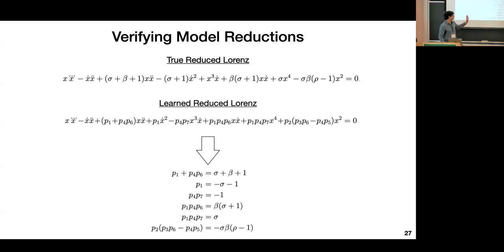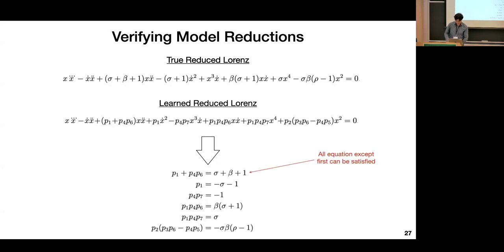Now this is quite nice because we can ask the question: is there a way to set the coefficients of our model, P1 through P7, to satisfy this system of equations? And it turns out there isn't. This is an inconsistent system, so this already proves for us that the model that we've learned in no way can be equivalent to Lorenz.